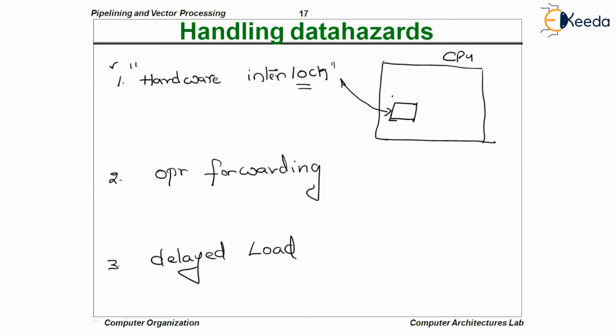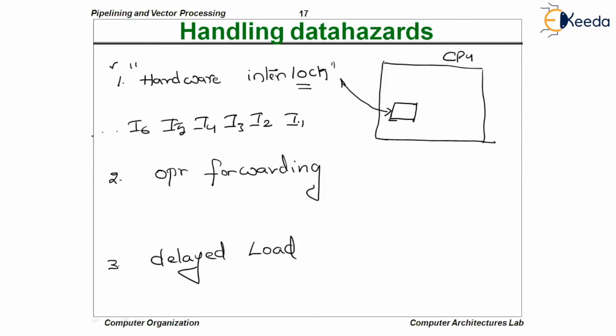Okay, what is the job of the hardware interlock? There are several instructions incoming into the CPU. I1, I2, I3, I4, I5, I6, so on, right? This hardware interlock is going to watch these instructions, okay? And it is going to identify the dependencies in between every consecutive instructions, every two instructions.